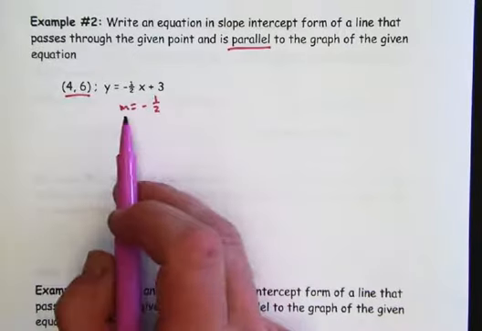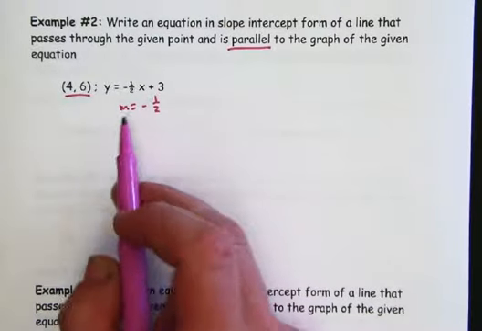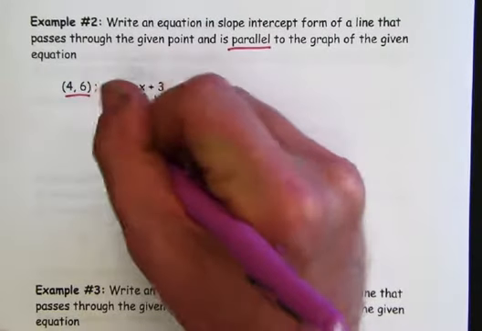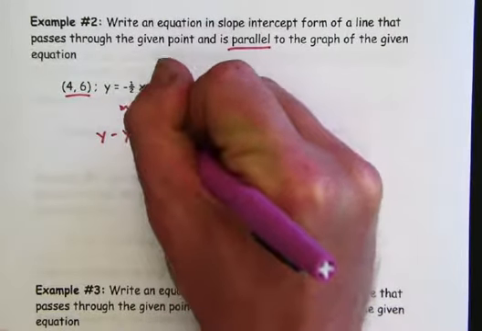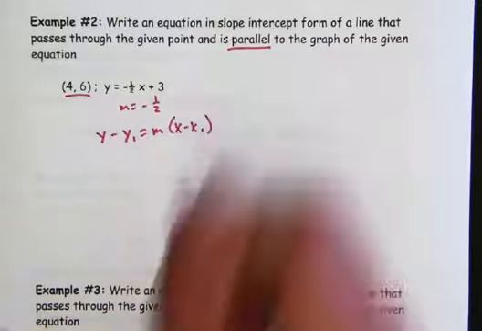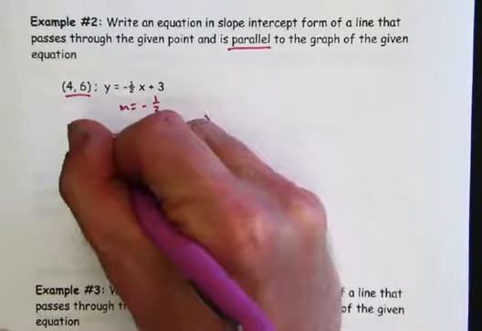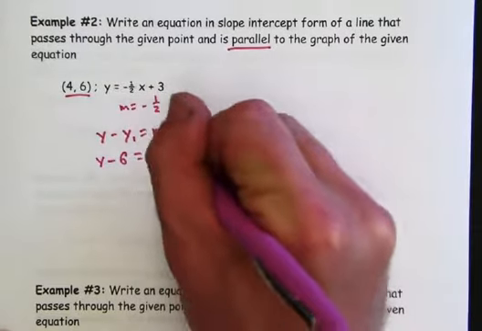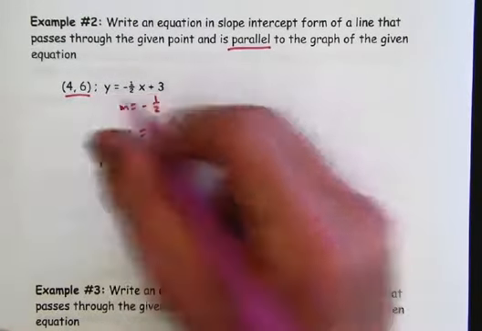The slope here is m equals negative 1/2, so that's going to be our slope. So now we have a point and we have our slope, right? Okay, well let's just plug that into point-slope form. y minus y1 equals m times x minus x1. You're going to get a lot of practice with this. y minus y1, which is 6, equals m, negative 1/2, times x minus x1, which is 4.